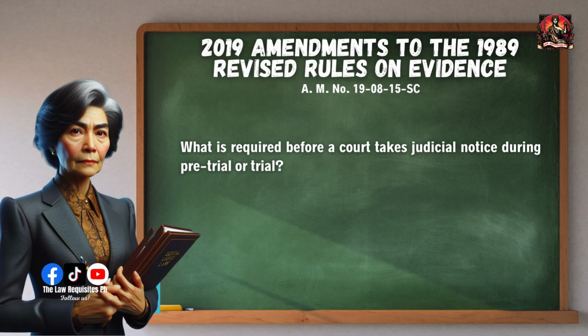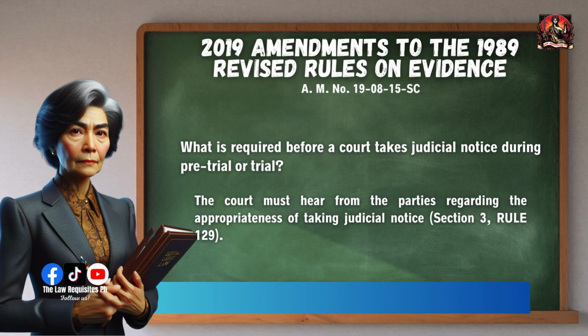What is required before a court takes judicial notice during pretrial or trial? The court must hear from the parties regarding the appropriateness of taking judicial notice, Section 3, Rule 129.